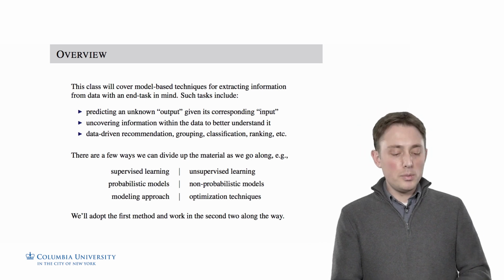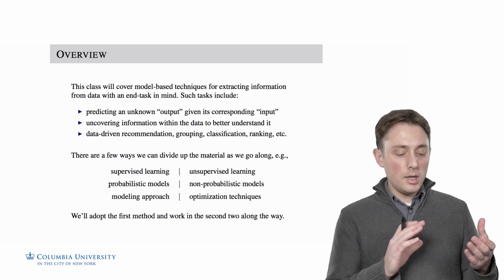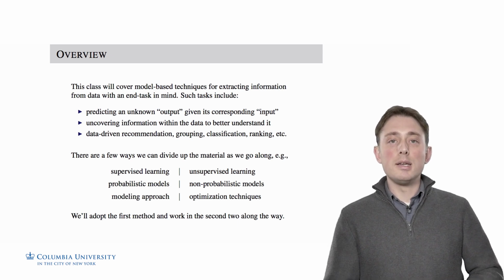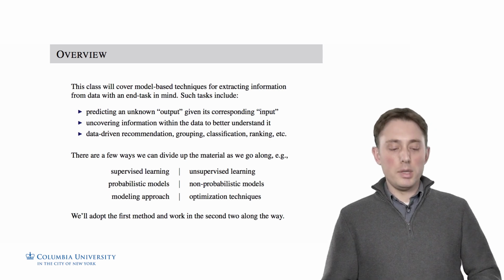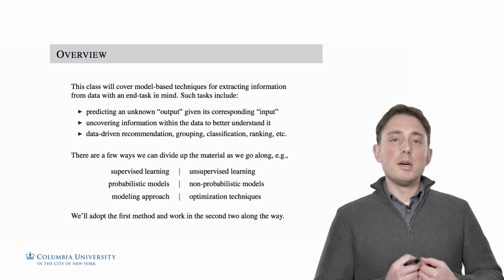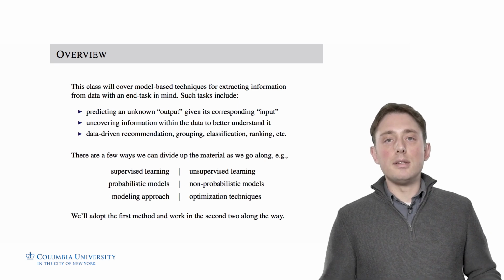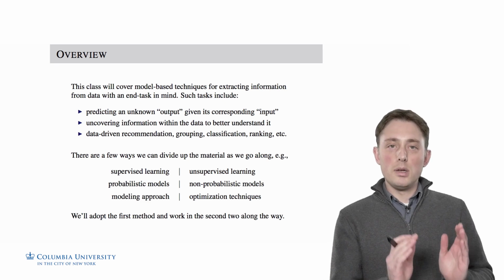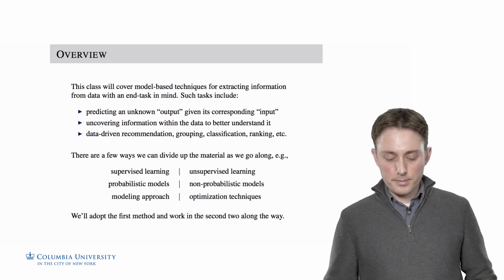So again, we're going to partition this course into roughly two halves. The first half will focus on supervised learning, and the second half will focus on unsupervised learning. And these additional ideas, such as probabilistic versus non-probabilistic, or modeling approaches versus optimization techniques, will be discussed as we go along as needed. So those will be interwoven throughout the course, but the first part of this course will be strictly supervised learning, and the second part will be unsupervised learning.